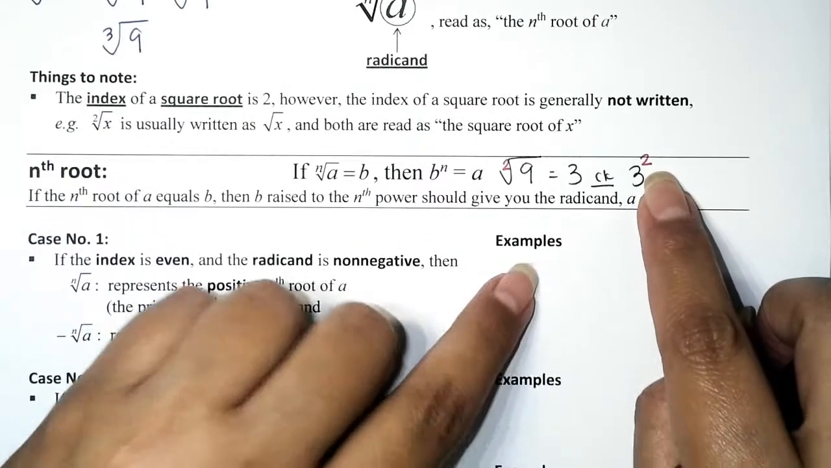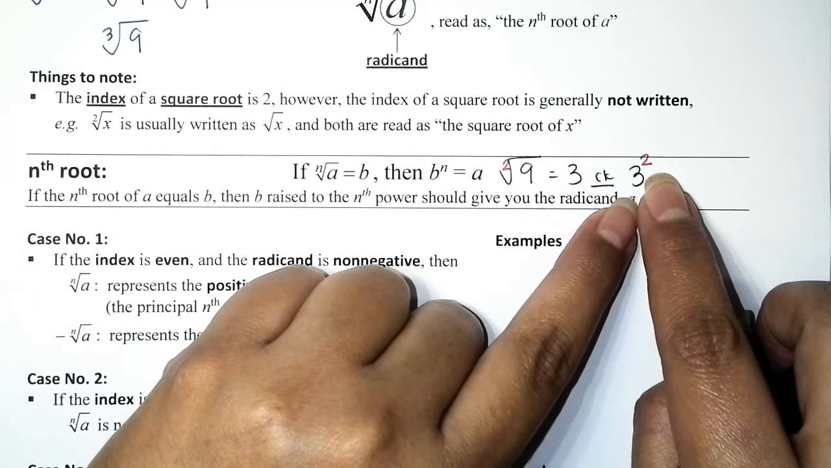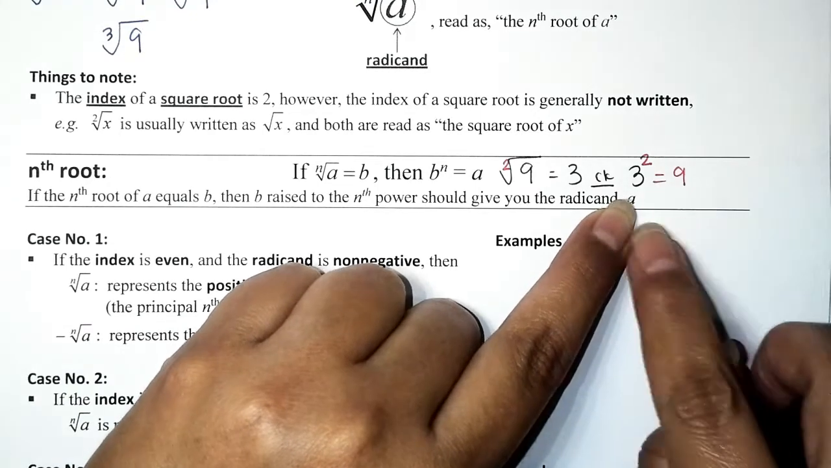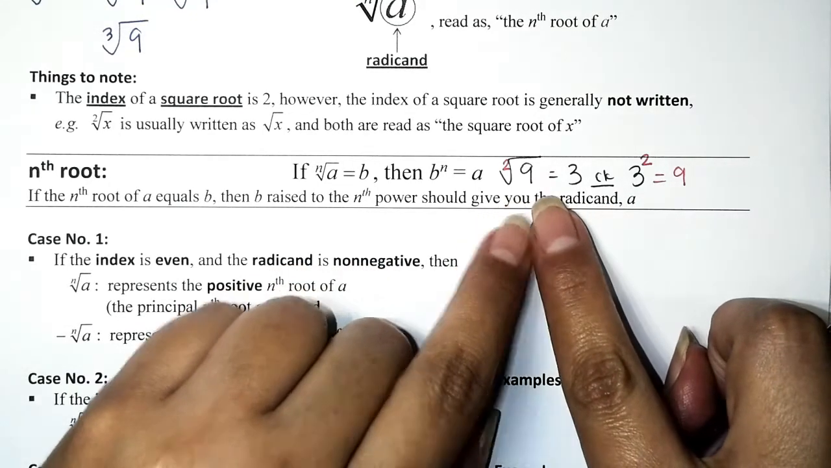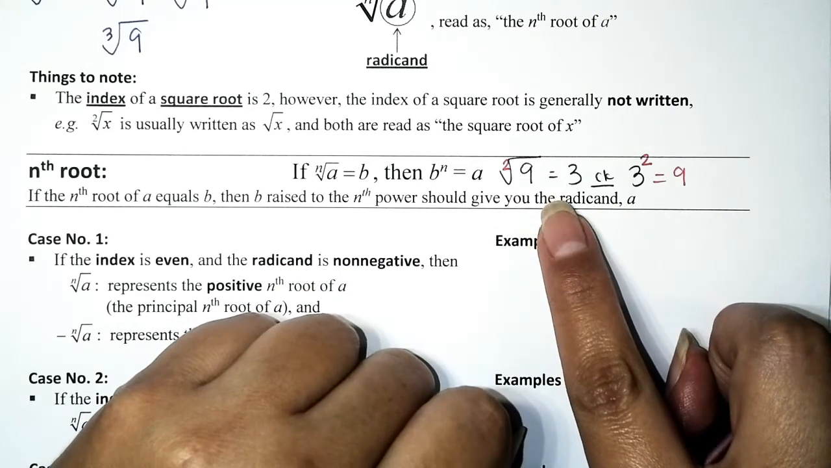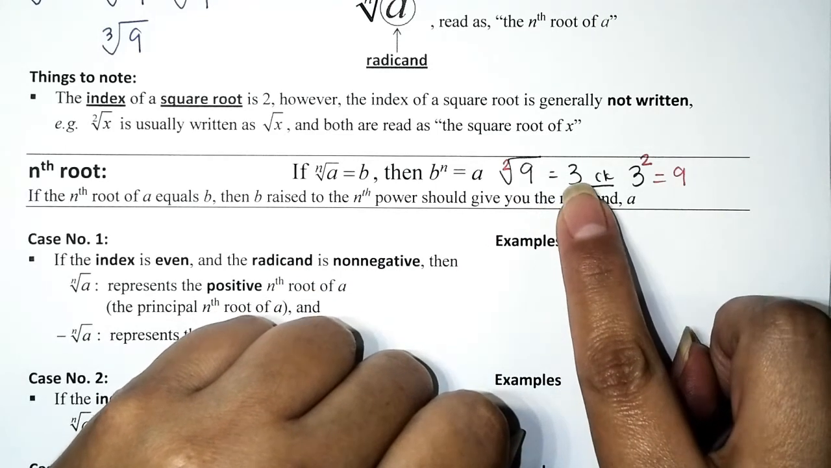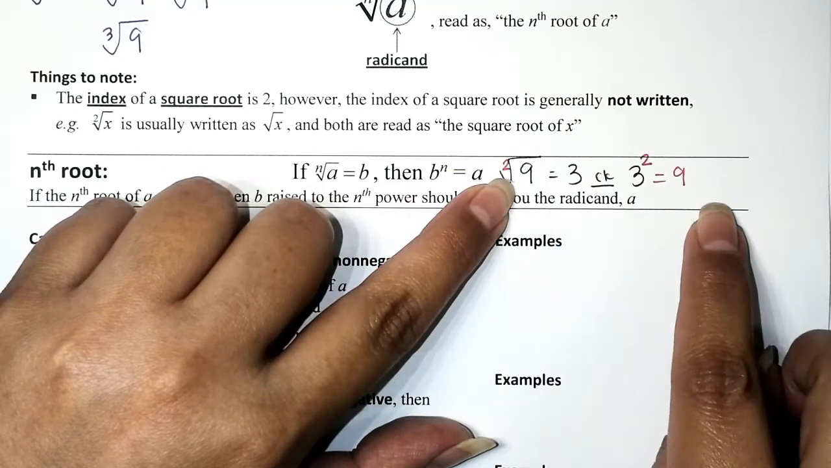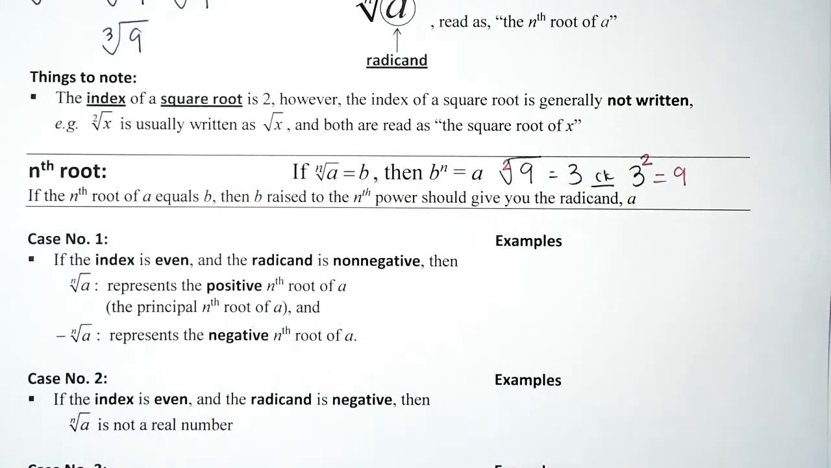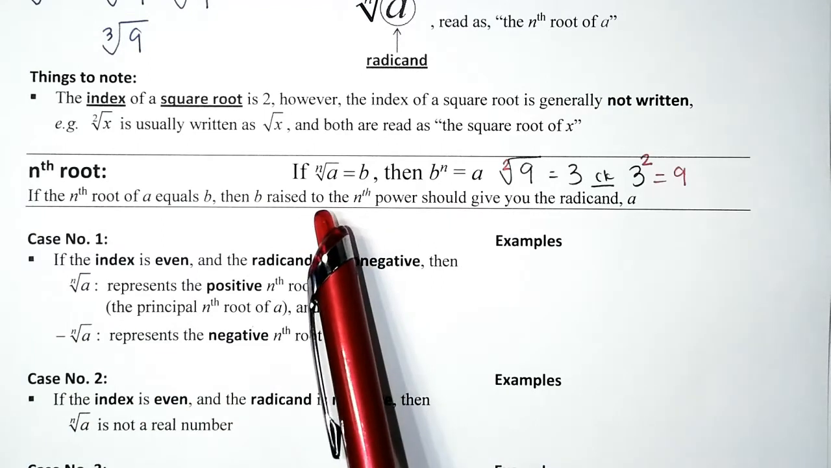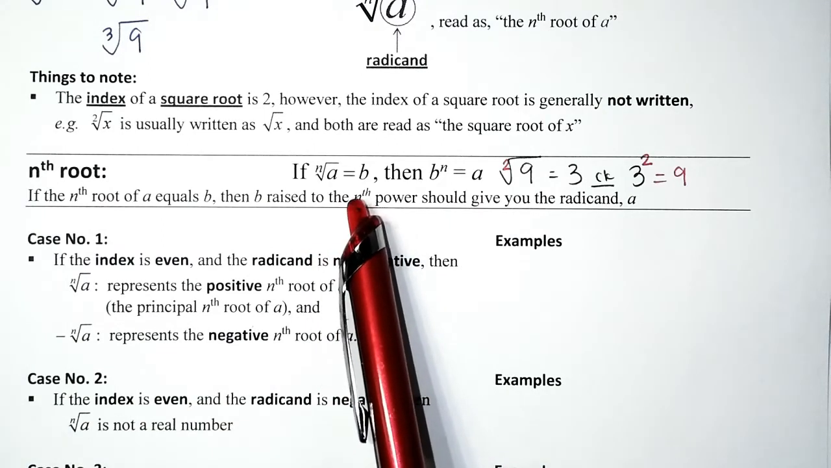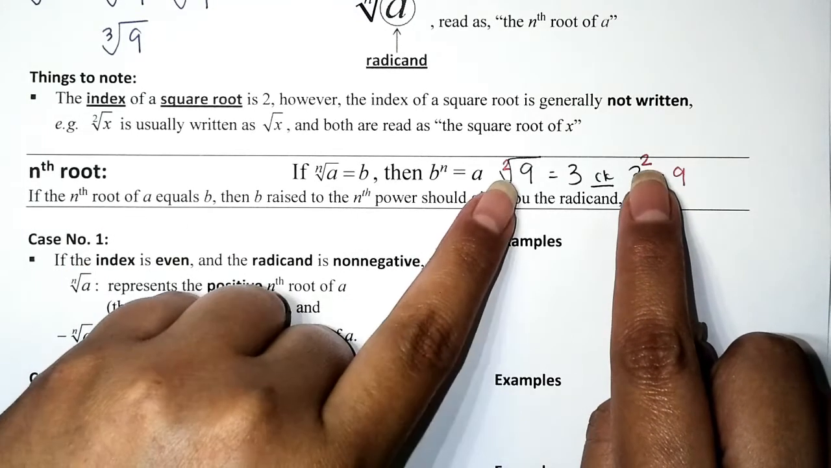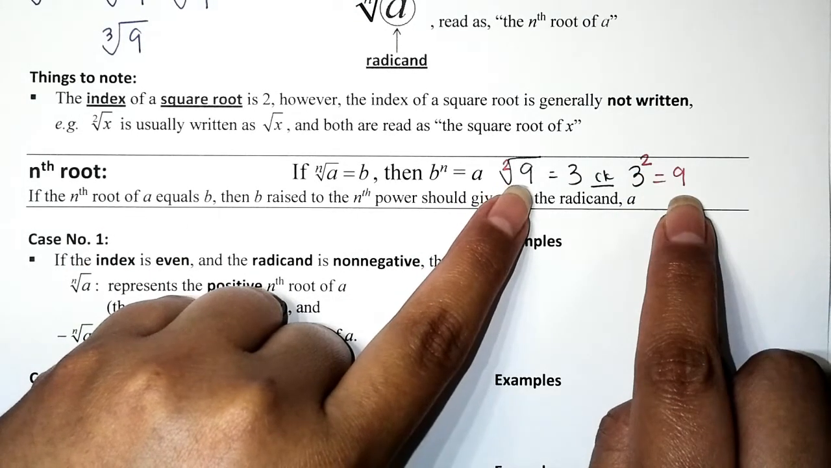My mistake. I know that you know that 3 squared equals 9. So to answer my question, did we simplify the square root of 9 correctly? In this case, we did. Why? Because our answer raised to that index gives us back that radicand. That's what it's saying: if the nth root of a equals b, what has to hold true? Our answer raised to the index needs to give us back that radicand.